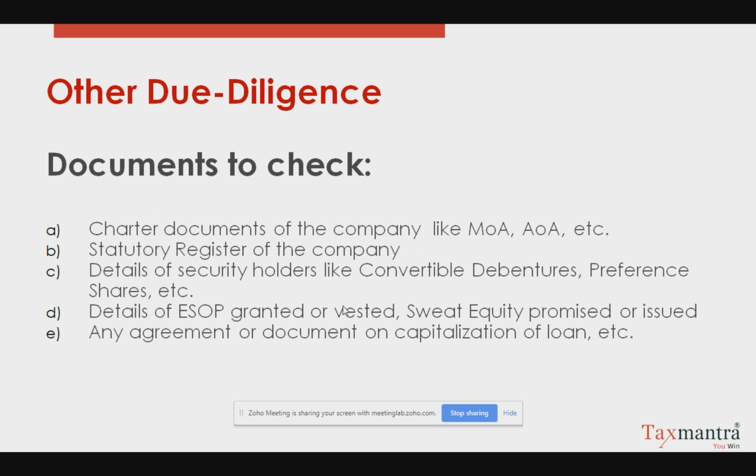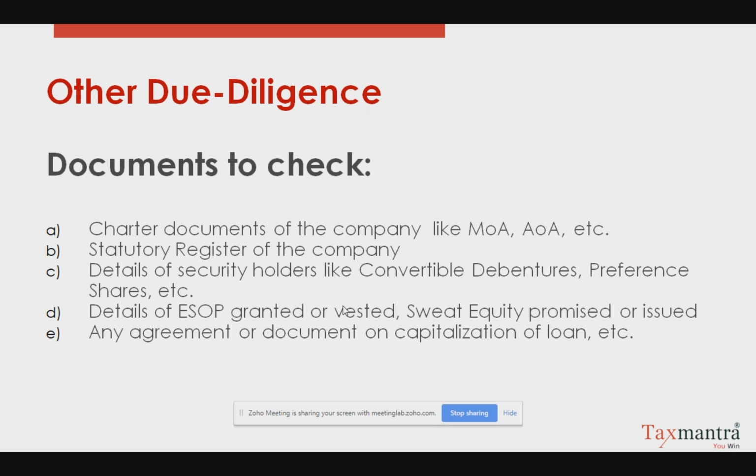They do have MOA and AOA, because these are part of the incorporation documents. You start the company with these documents, but the statutory register is not maintained properly by the company. The company might have received funding two times from friends and family or from other co-founders, and in that case there might be 10 to 12 shareholders. So everyone should have a folio number, a distinctive number, and a certificate number.